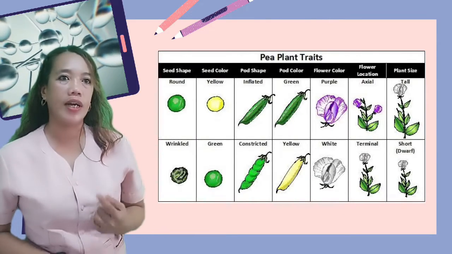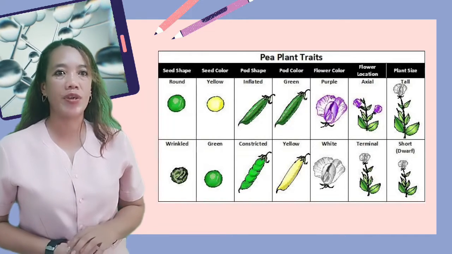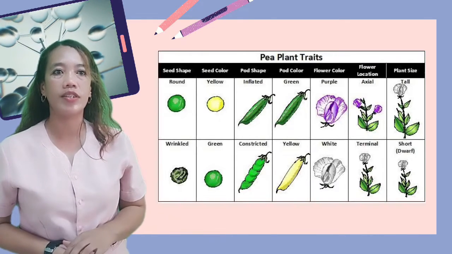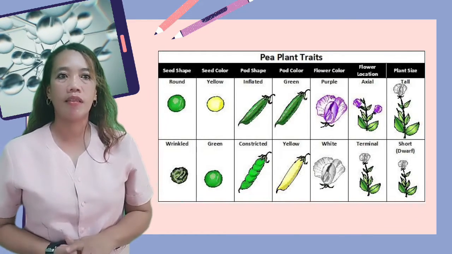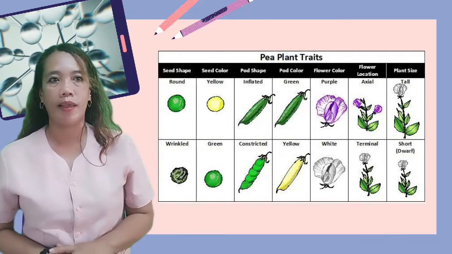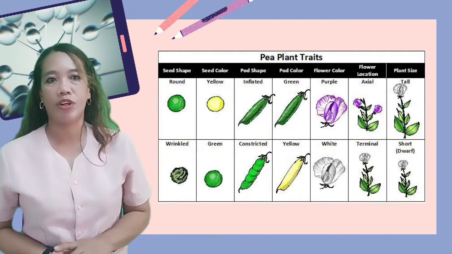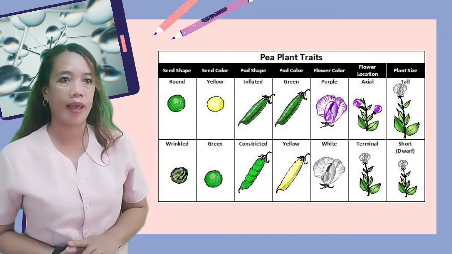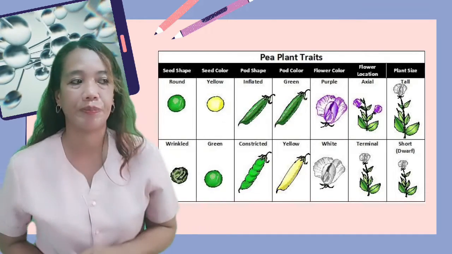For seed shape, he used smooth and wrinkled. For seed color, he used yellow and green. For pod shape, he made use of inflated and constricted. For pod color, he used green and yellow. For flower color, he made use of purple and white. For flower position, he used axial and terminal. And for stem length, he made use of tall and short.